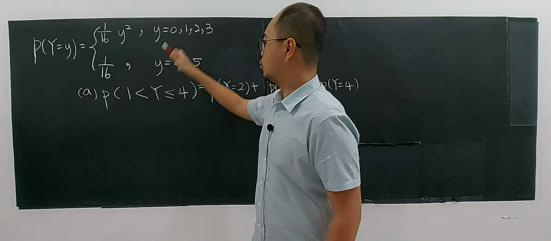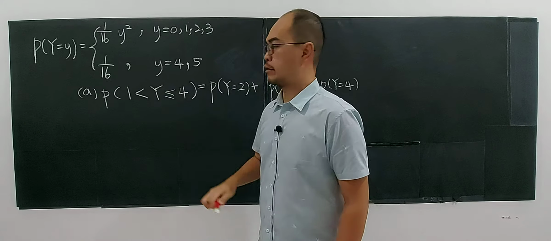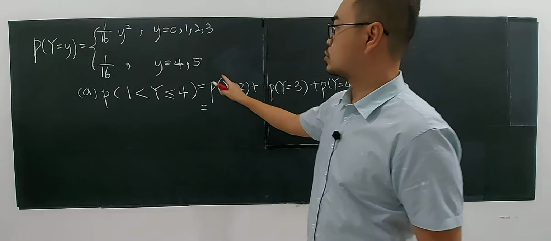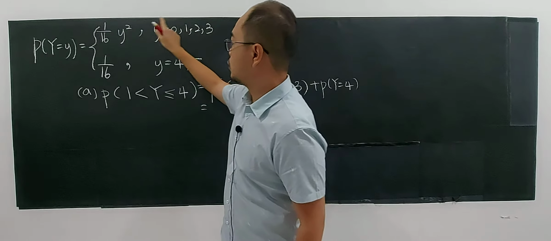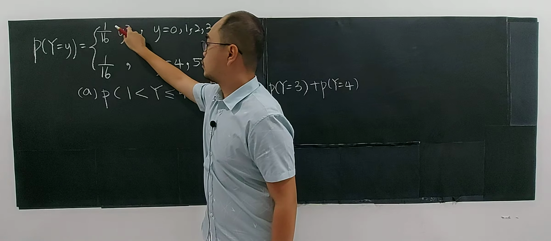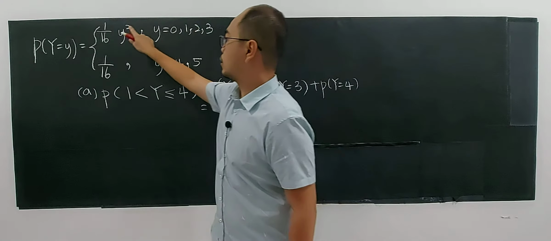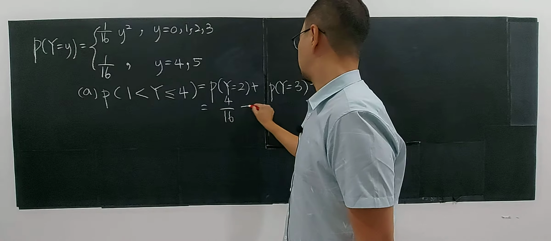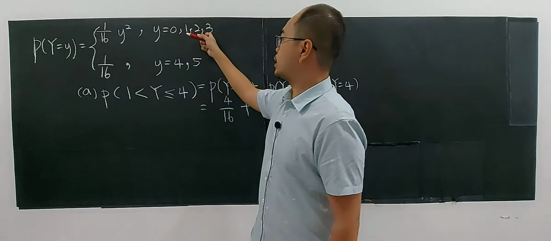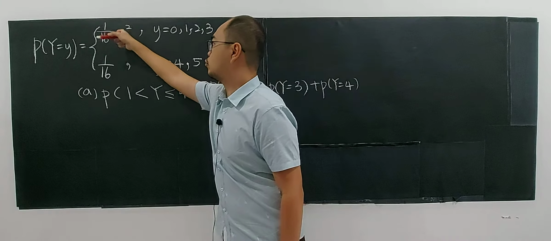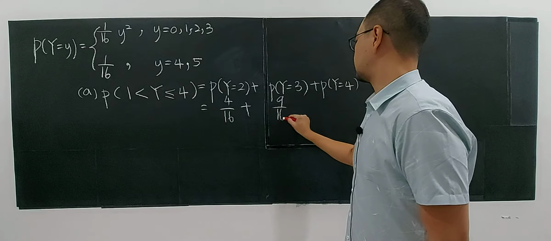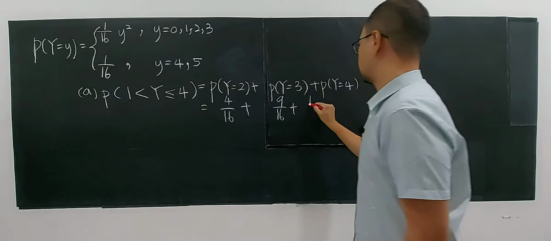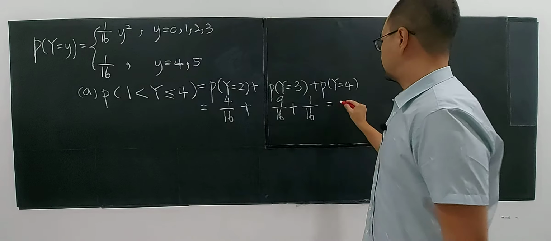So you have 2, 3, and 4. 1 is not included. So you add up all the probability. When y is 2, you substitute into the function: 2 square is 4, so 4 over 16. Plus when y is 3, I put in 3 power of 2, which is 9, so 9 over 16. And for y equals 4, you get 1 over 16. So add up over 16.